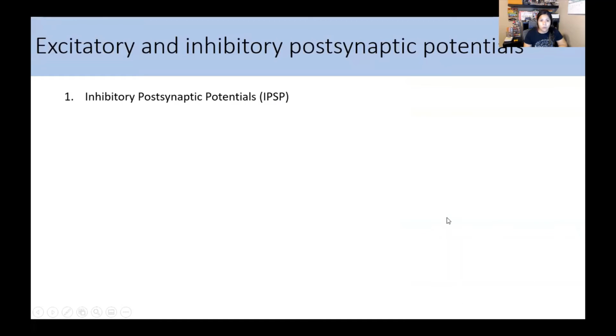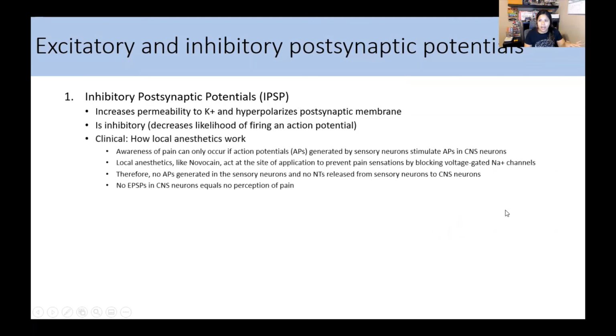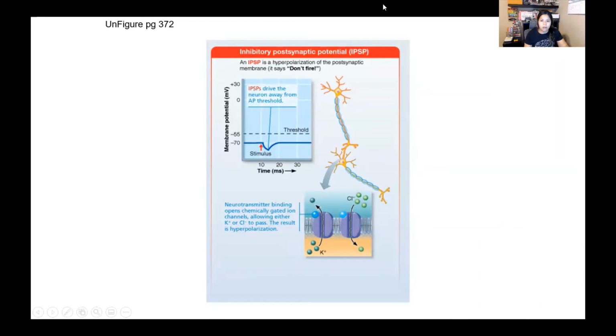Now, an inhibitory postsynaptic potential, IPSPs, so neurotransmitters that display an IPSP. These are going to increase the permeability to potassium. So they're actually going to hyperpolarize the postsynaptic membrane. I'll show you what that means in a second. And they're inhibitory, which means that they decrease the likelihood of firing an action potential. So before we get into anesthetics, I'm going to show you what this looks like.